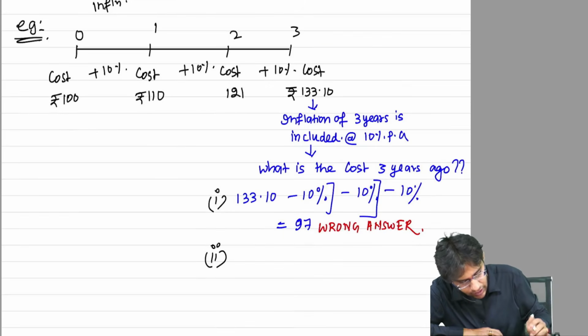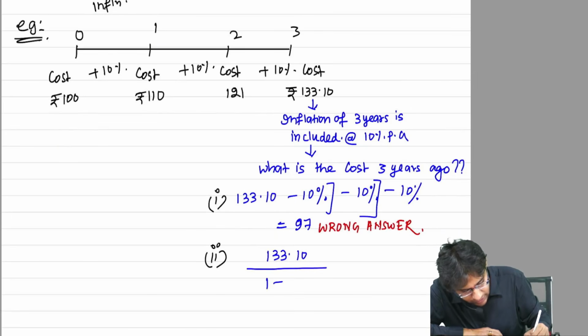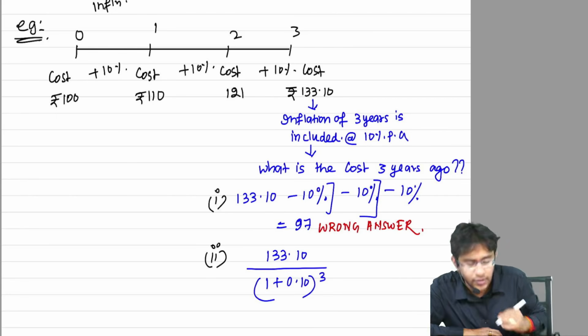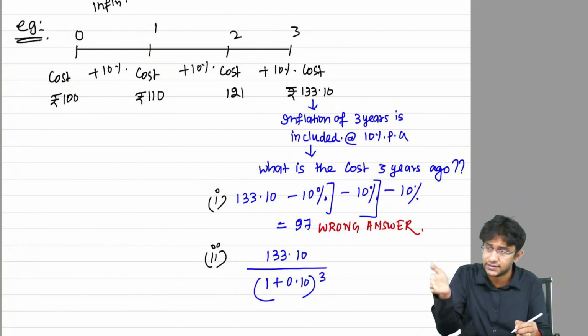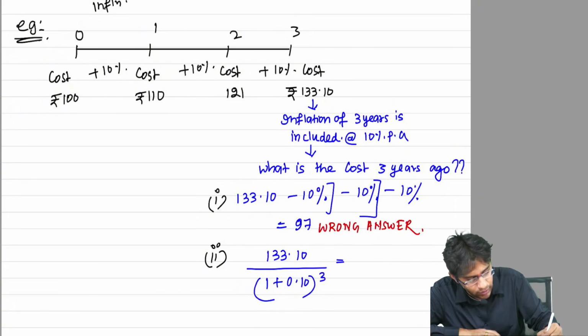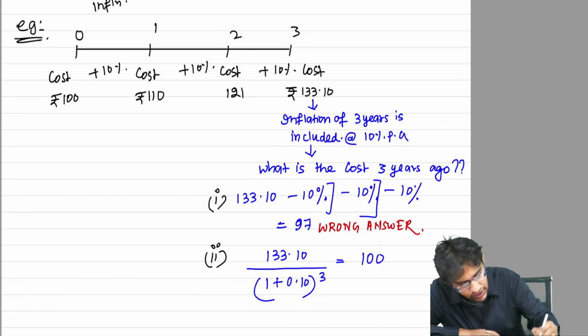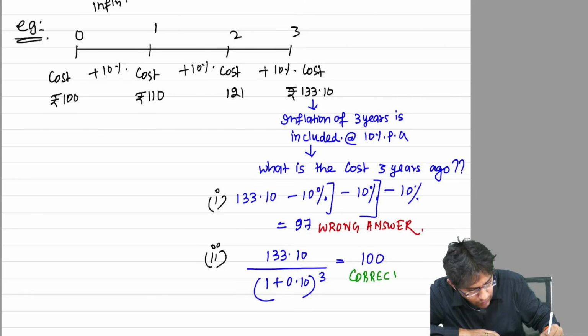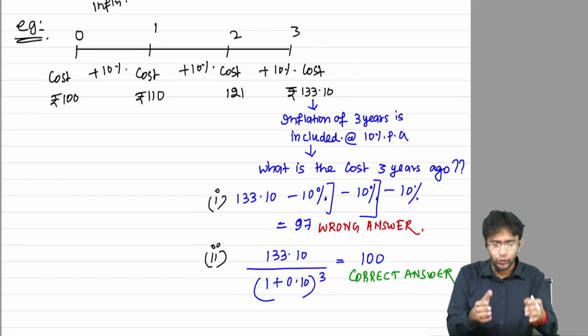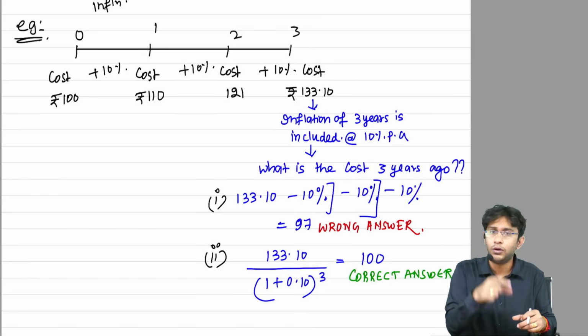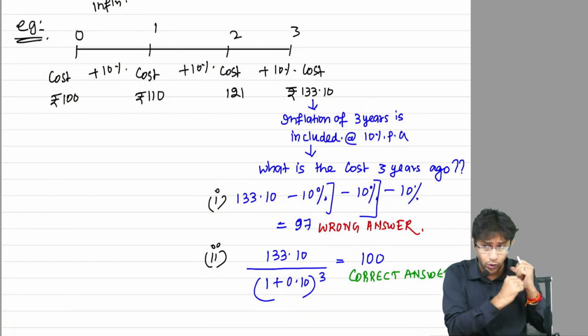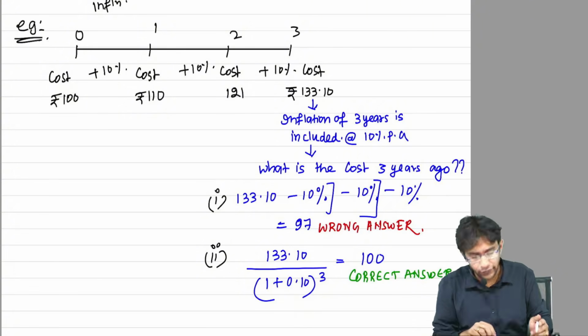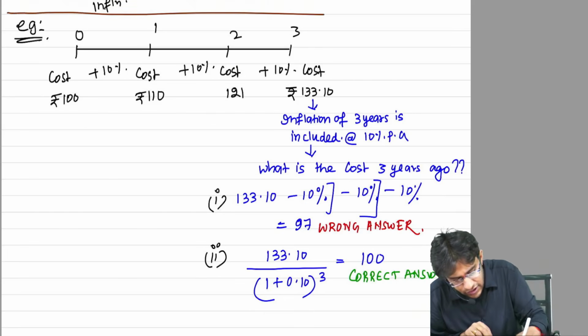Second answer, take 133.1 and discount it by 3 years. Multiply with the third year's PV factor or straight away discount it. If you discount it, what will happen? 133.10 divided by 1.1, three times, will give you 100. This 100 is your correct answer. Moral of the story: when you know the price of something today and you want to know the price of the same thing a few years back, all you have to do is take the inflation rate and discount it back. If you discount it, the effect of inflation will be eliminated.